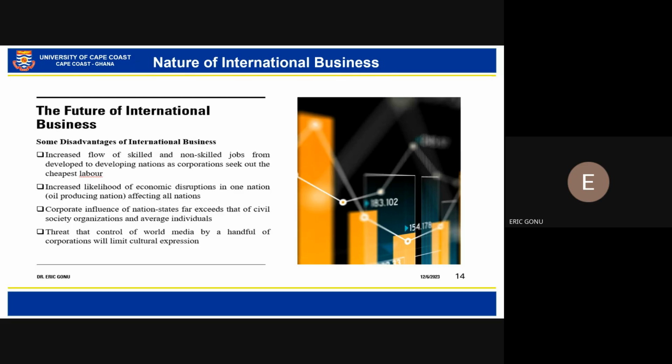That's what I think, because we are importing from China, we are importing from the US, we are importing from other European countries. So it's not really about oil, we are looking at other international business activities.